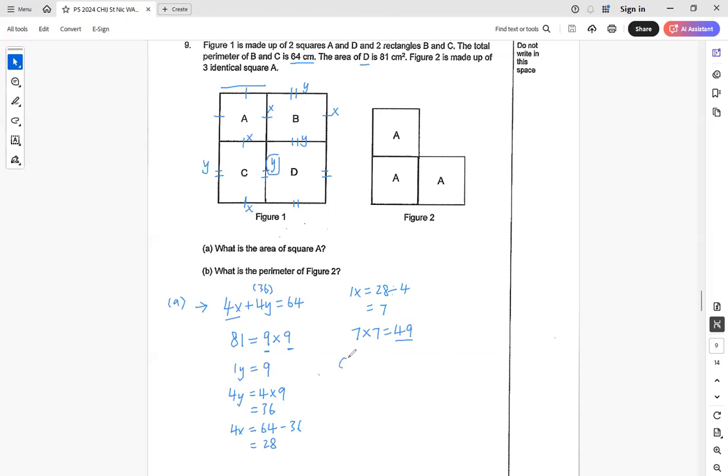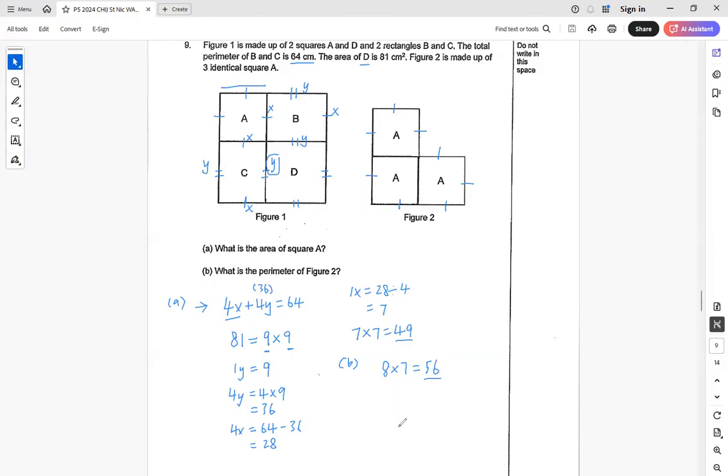And then for part B, what is the perimeter of figure 2? So figure 2 is over here. Perimeter, take note, is the outline only. So I'm going to go around the figure and see how many sides there are. Okay, so I have 1, 2, 3, 4, 5, 6, 7, 8. I have 8 sides. So to find the perimeter of figure 2, it will just be 8 times 7, because each side of this square A is 7 cm. So 8 times 7 will give me the answer 56 cm.